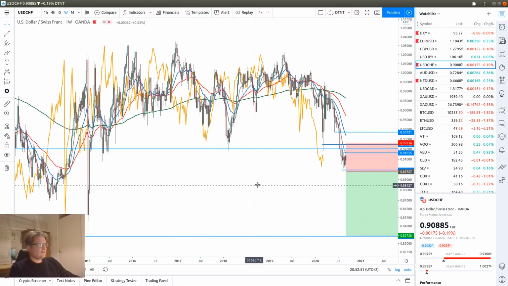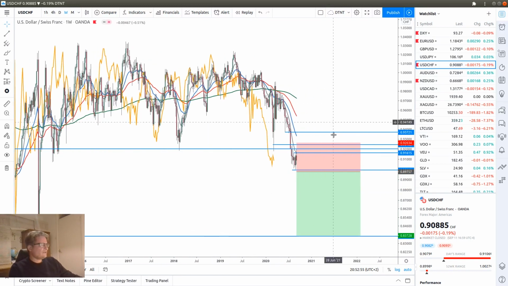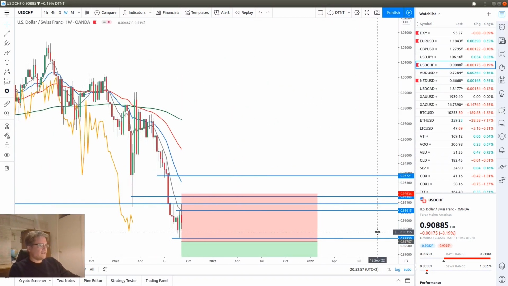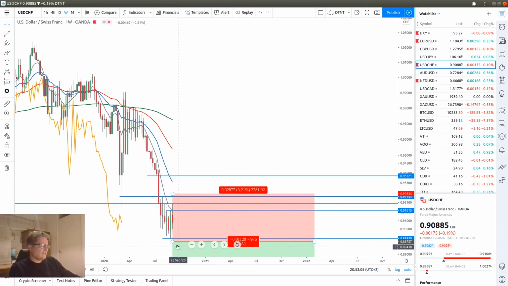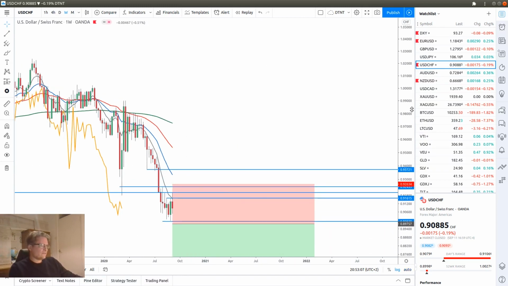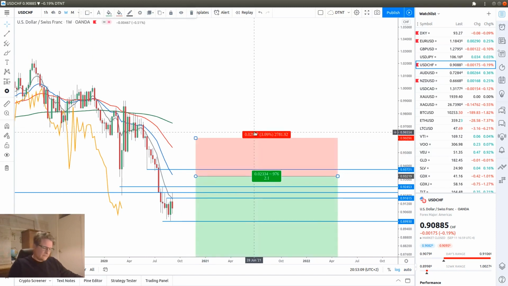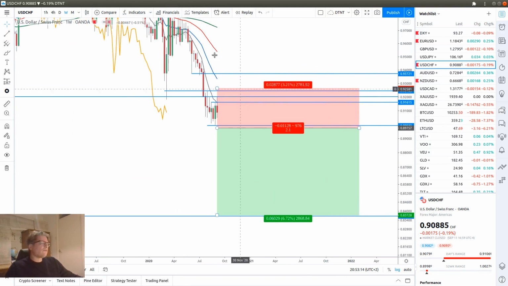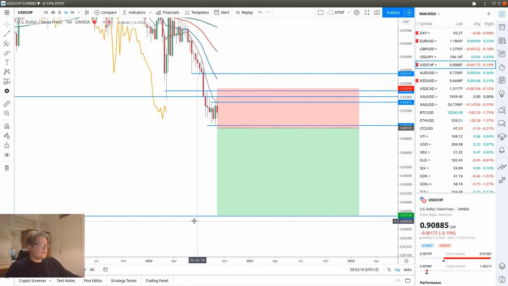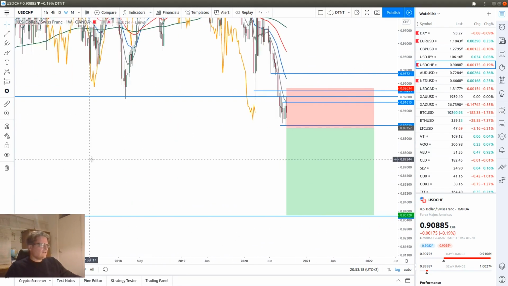So let's look at the USD against the Swiss franc on the weekly. This is a trade that I still have an order open on, so I'm not in this trade, but I have an order placed that if the price breaks below this consolidation that we see going on here on the weekly, then I'm short. There's a support line right here that I'm targeting.